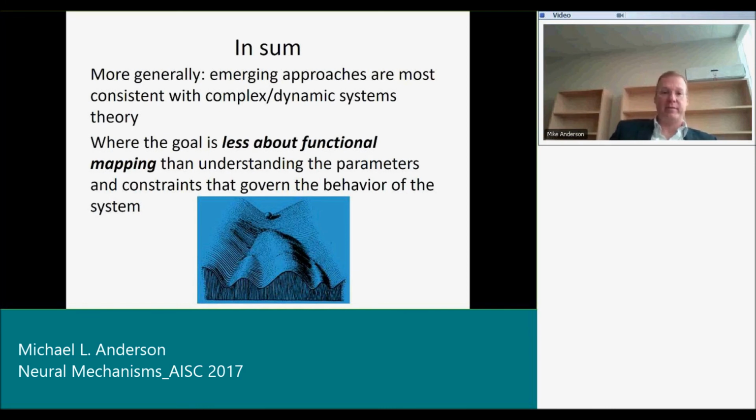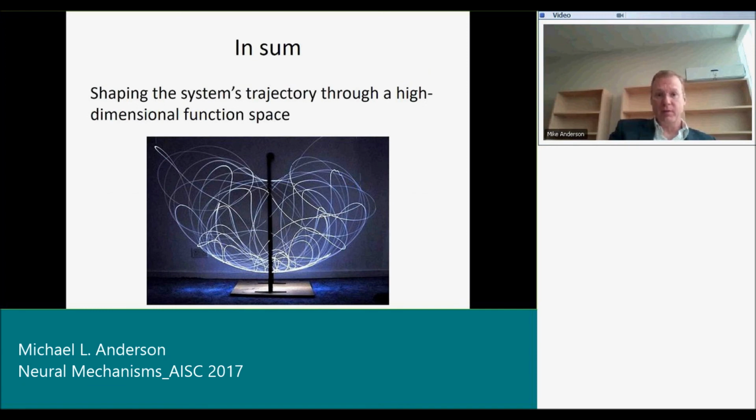And I suggest that in dynamic systems theory, the goal is less about function than it is about understanding the parameters and constraints that govern the behavior of the system. So this gives us a different way to pursue neuroscientific investigation, and I think this is important. We should be thinking about what the parameters are, and again, this relates to some of the earlier stories. What are the causes that shape a system's trajectory through some kind of high-dimensional space?